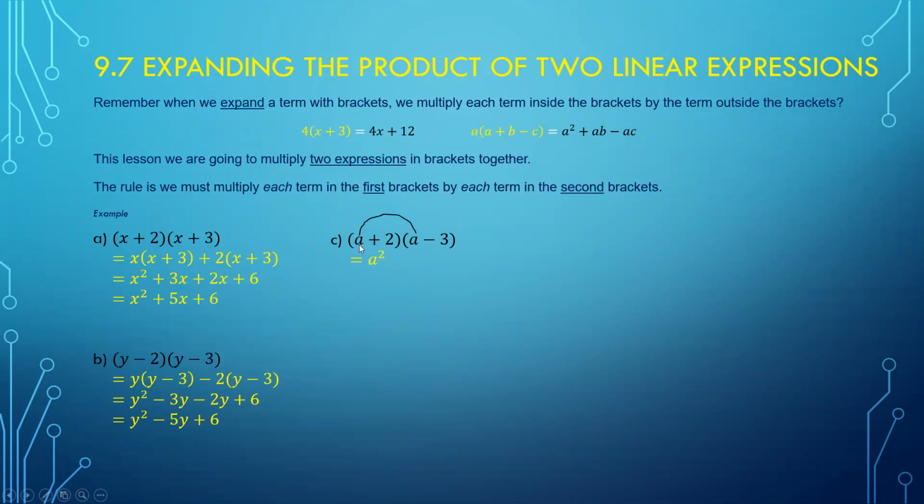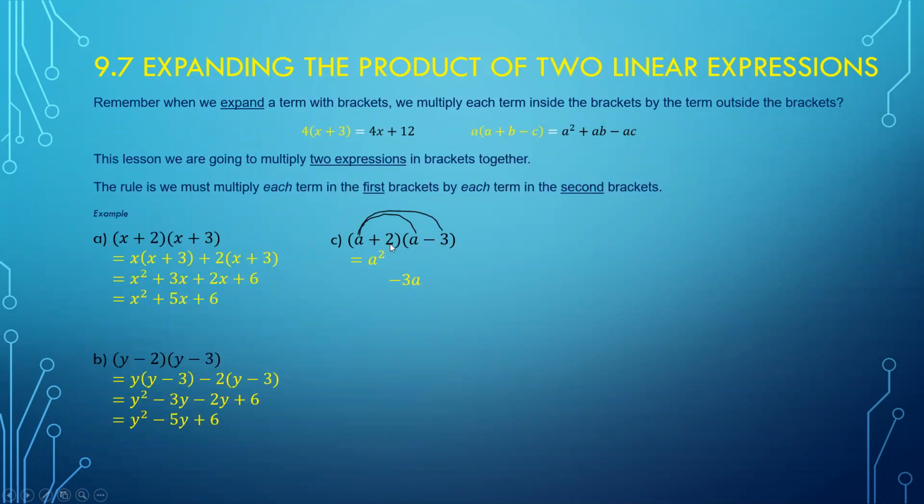So meaning that I'm combining a and a, so I get a squared. Then secondly, I need to times a with minus 3, so I get minus 3a. So you can see I draw the line here. After that, the first term has already multiplied the two terms at the back here.